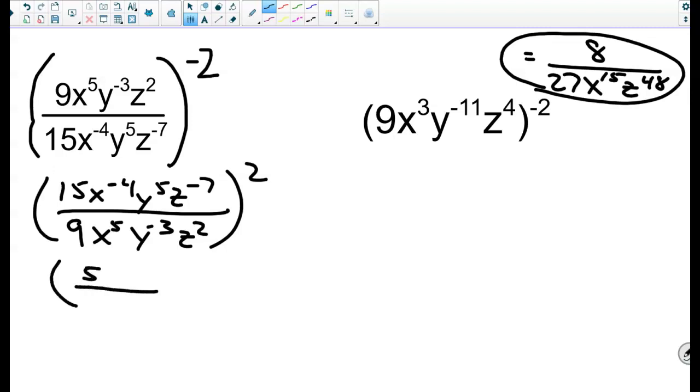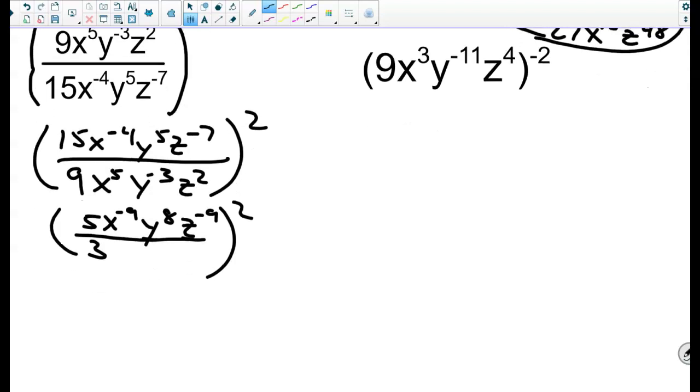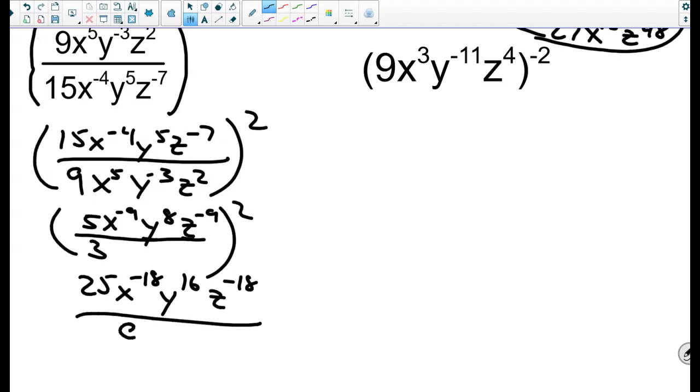Now I'm doing the problem I did previously. 15 over 9 reduces to 5/3. Negative 4 minus 5, negative 9. 5 minus a negative 3, y to the 8th. Negative 7 minus 2, z to the negative 9th, and that all gets squared. When I square everything, 25x to the negative 18th, y to the 16th, z to the negative 18th, over 9.